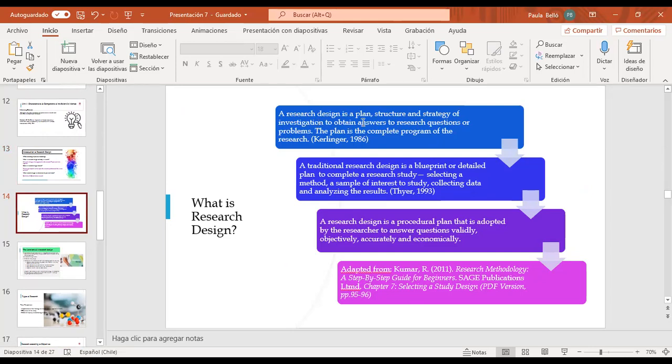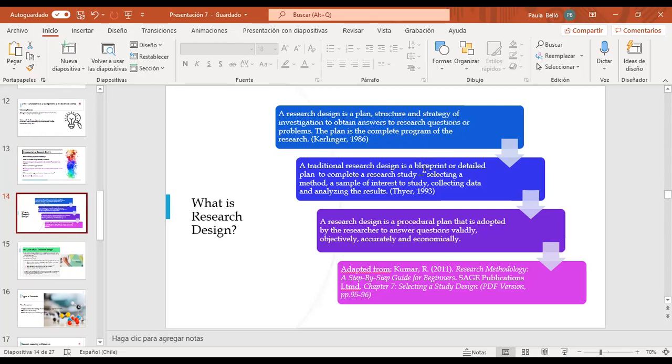So a research design is a plan. Again, as we have an outline to write the abstract, we have a plan to follow the project. Yes, it's a structure, a strategy to obtain answers. If we don't follow a plan, then we are going to miss something, as Barbara was saying. We are not going to have the answers to our questions, to the problem.